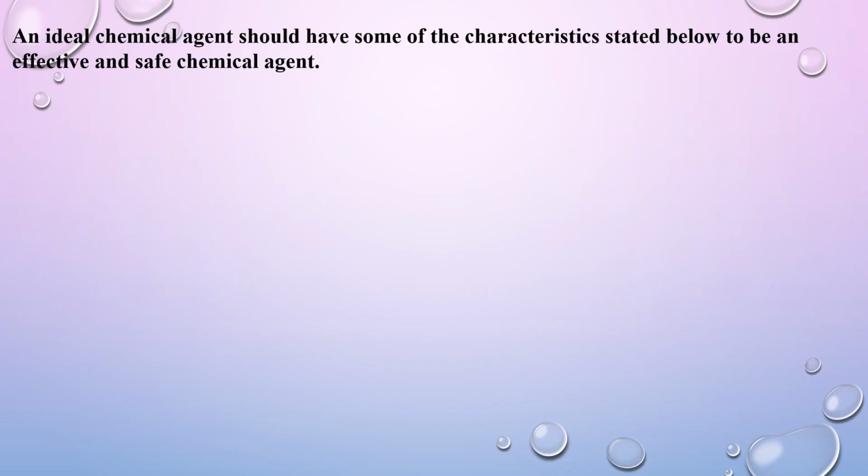An ideal chemical agent should have some of the characteristics stated below to be an effective and safe chemical agent. The first is antimicrobial activity. Ideally, a chemical should be effective against a wide variety of microbes and that too at a very low concentration. Toxicity to humans. At the same time, it should be totally harmless and non-injurious to the humans and other living things. In practice, though, it is very hard to achieve a balance between low toxicity and effectiveness.